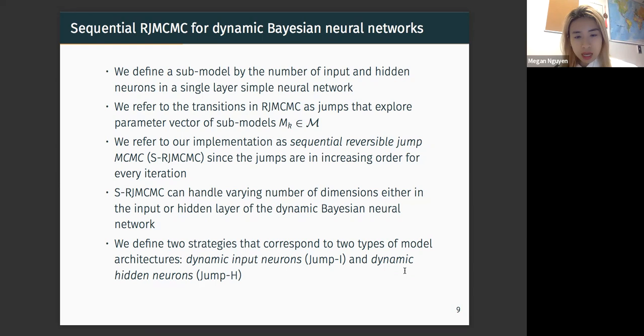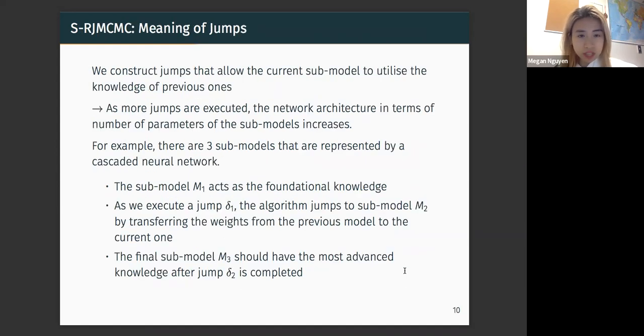In order to understand how we actually implement this, I would like to talk briefly about a new concept that we introduced in this paper, which is the jump across our different submodels. These jumps basically allow the current submodel to utilize the knowledge of the previous one. Obviously, if we execute more jumps, the network architecture in terms of the number of parameters of the different submodels will increase. Let's say the first submodel, M1, is the foundational knowledge. As we execute jump delta 1, the algorithm jumps to submodel M2. M2 will now not only have the weights of submodel 1, but also the new weights that we train in our Bayesian neural networks. As we increase the number of submodels, our submodel will have the most advanced architecture once jump delta 2 is completed.